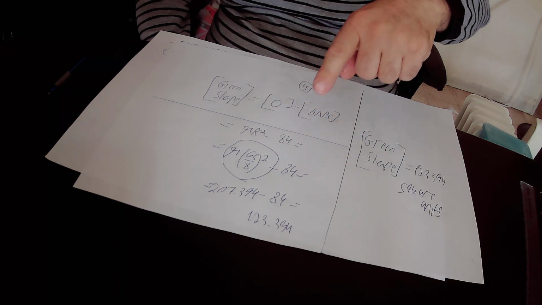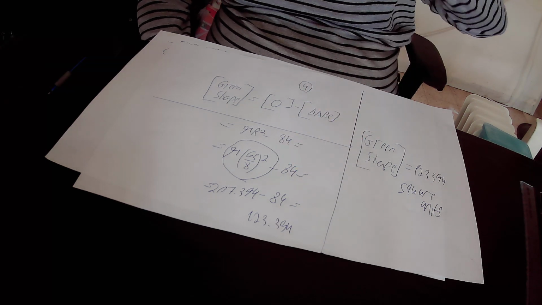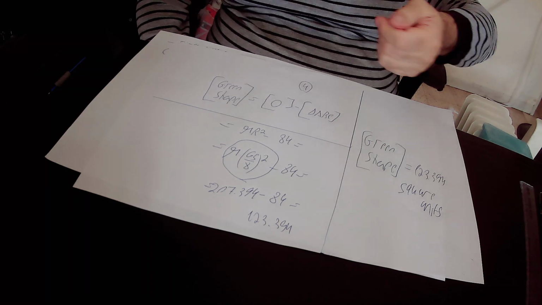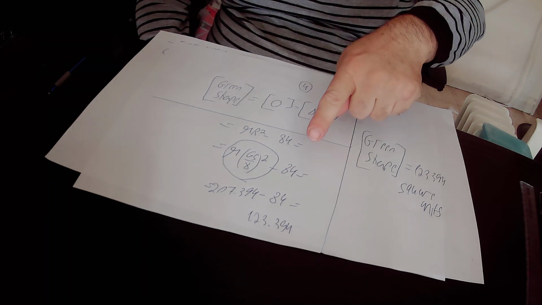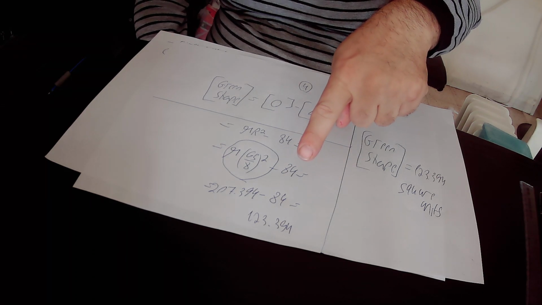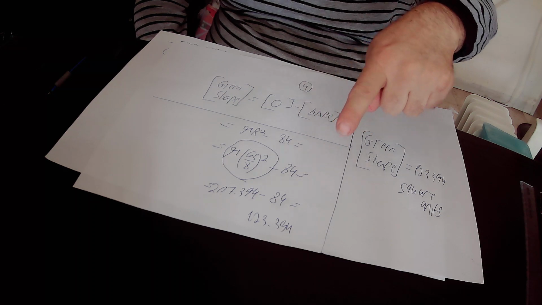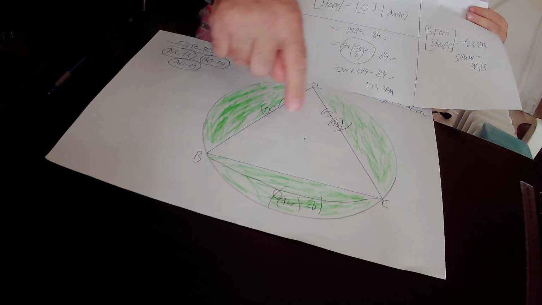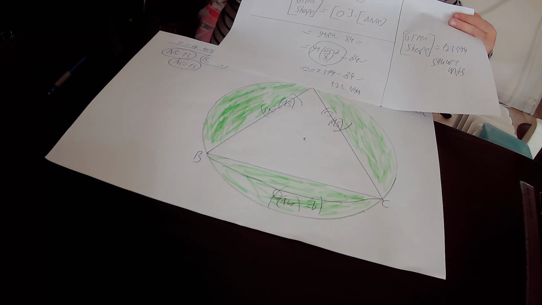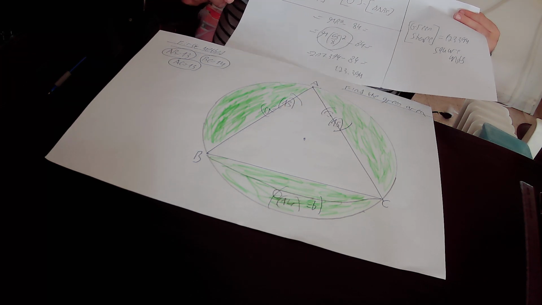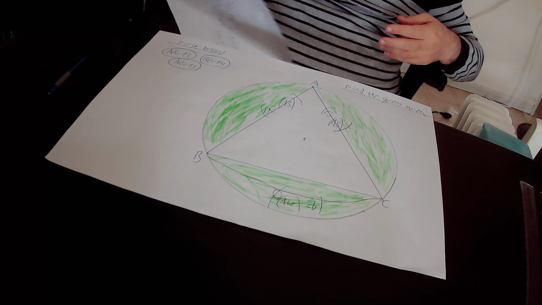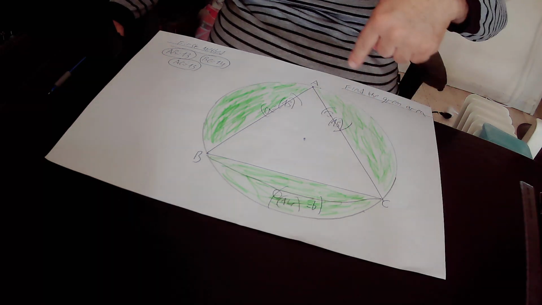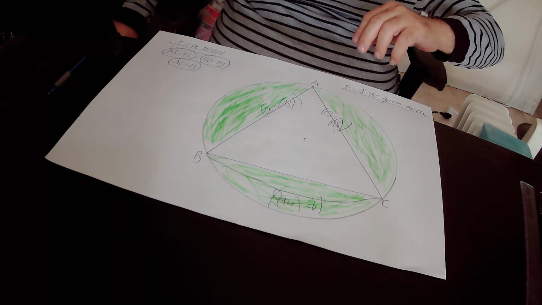This expression in total equals 207.394 square units minus 84, that is the area of triangle ABC. So 207.394 minus 84 equals 123.39 square units. So we found out that the area of this green shape equals 123.394 square units. We finished with the first method. In the next step, I presented to you how to find the area of this green shape according to the second method.